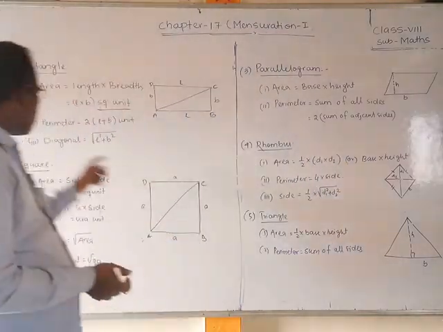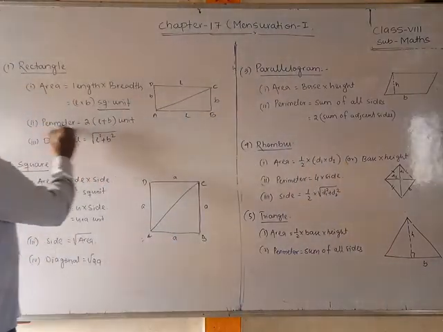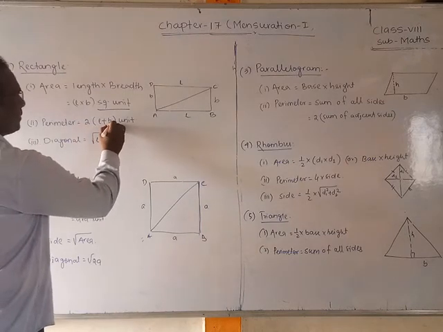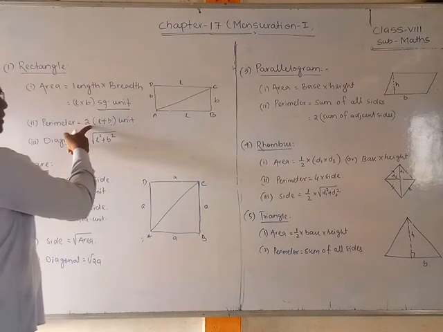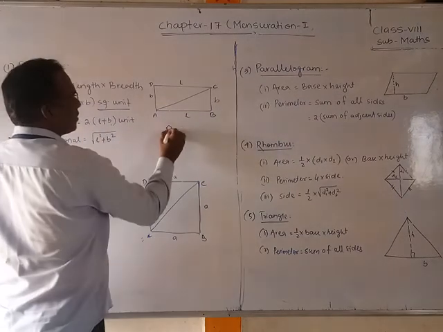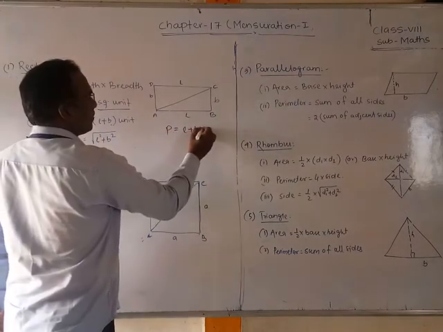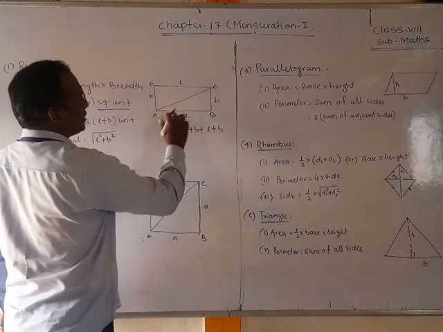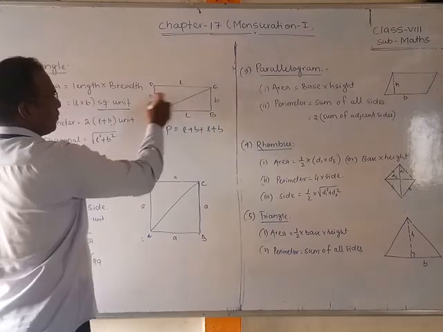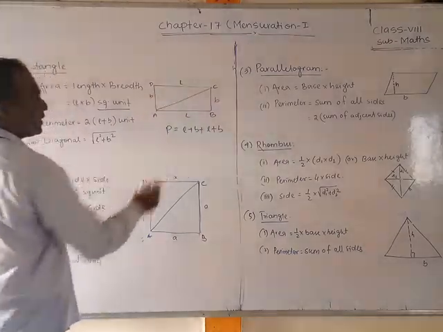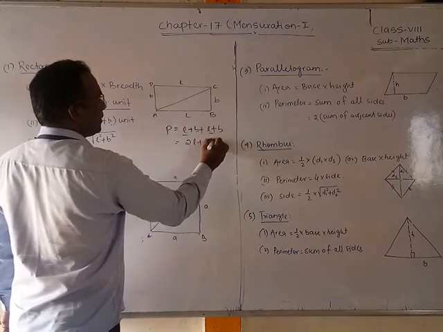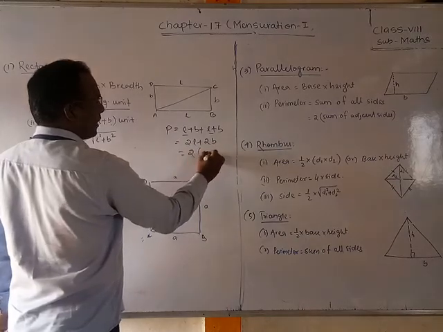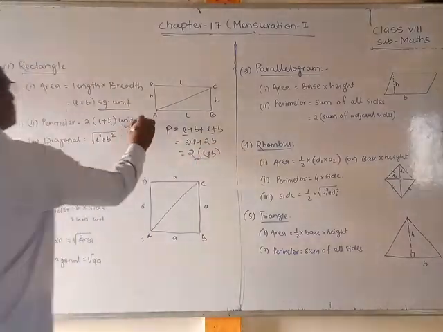Next, perimeter is equal to 2 times L plus B, because 2L is there and 2B is there, so 2 is common. That means perimeter is L plus B plus L plus B. Adding the 4 sides, we get the perimeter. So 2L plus 2B, or 2 common, L plus B. This is our formula.